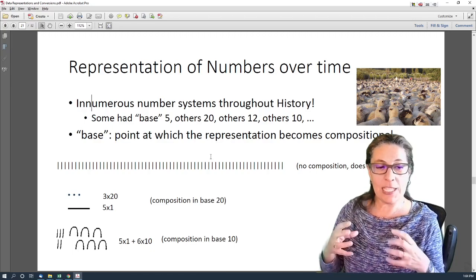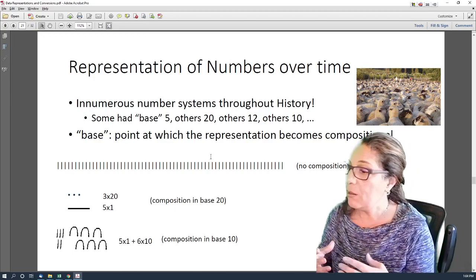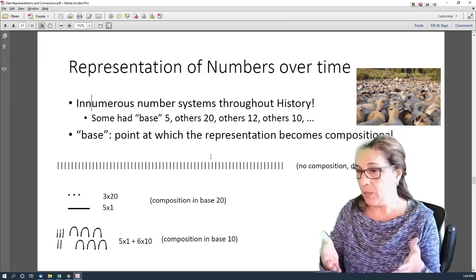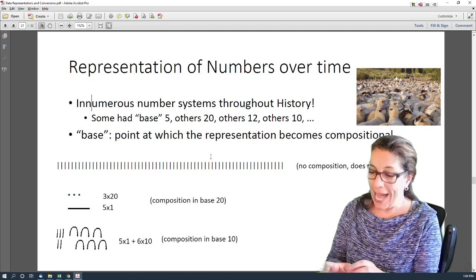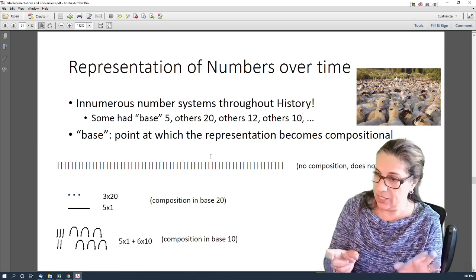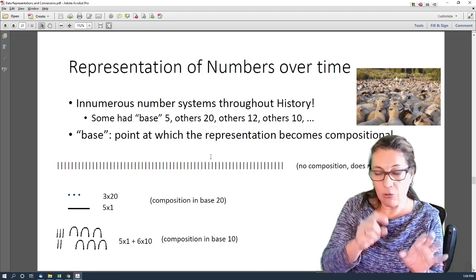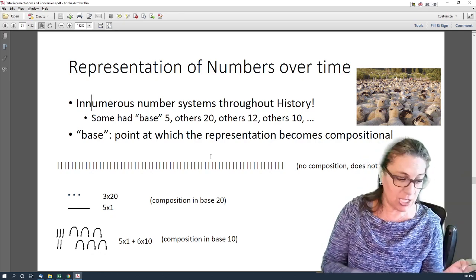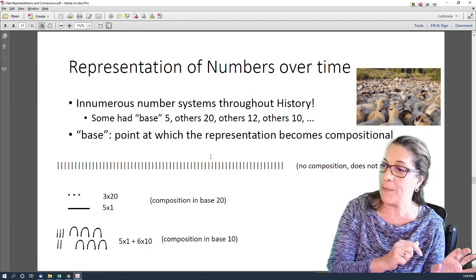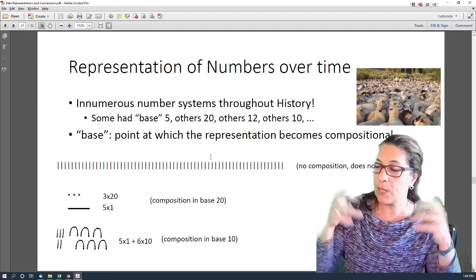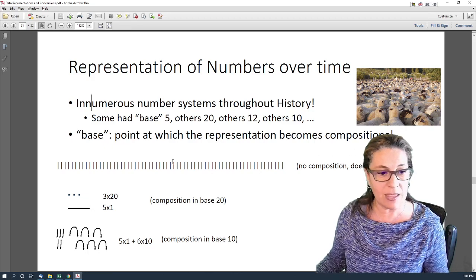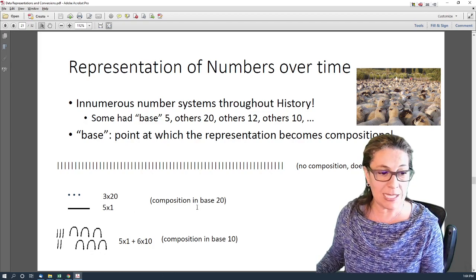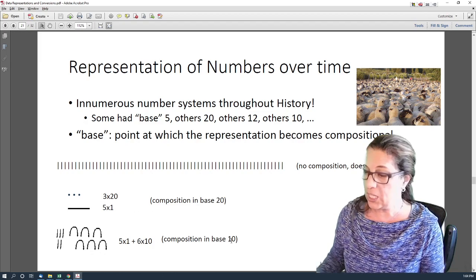The base is the point at which the representation becomes compositional. So basically, in base 10, it means that you have 10 symbols, and then from then on, you add an extra position that means times the base, right? And if you need more, you add another position that means times the base again. So you keep adding. That's a compositional system of numbers, rather than no composition, which doesn't scale. So the Mayans had a composition in base 20, the Egyptians had a composition in base 10.